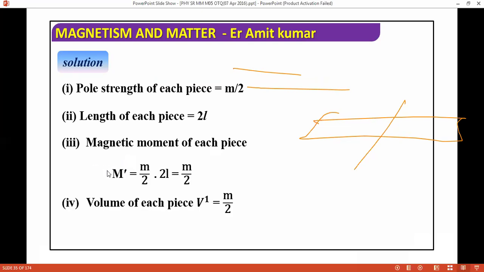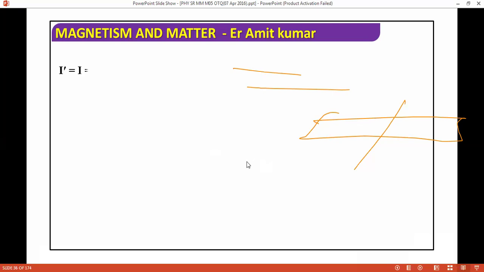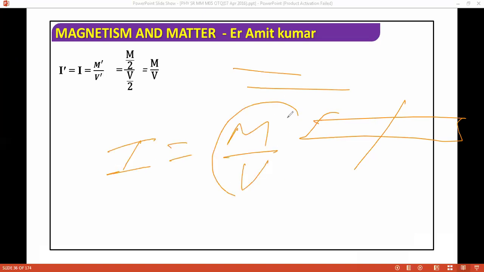If we talk about magnetic moment, it is M by 2 into 2l. So volume, which is what? M by 2. Volume, B1 is M by B. Basically B, we are talking about B by 2. The intensity of magnetization, which volume will be what? Intensity is M by V. All of us should know this relation. Intensity of magnetization is M by V.